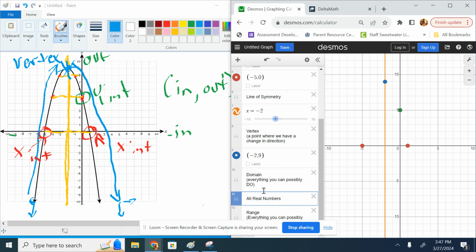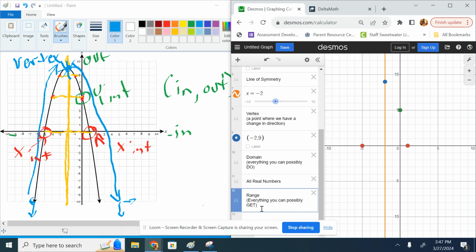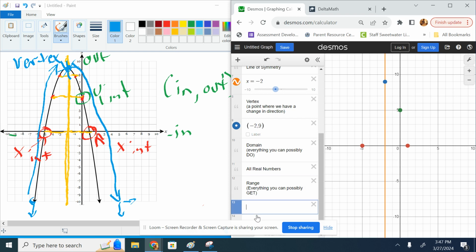Okay, and our range. Our range is what we can possibly get. So we notice that this graph over here has a maximum of 9.